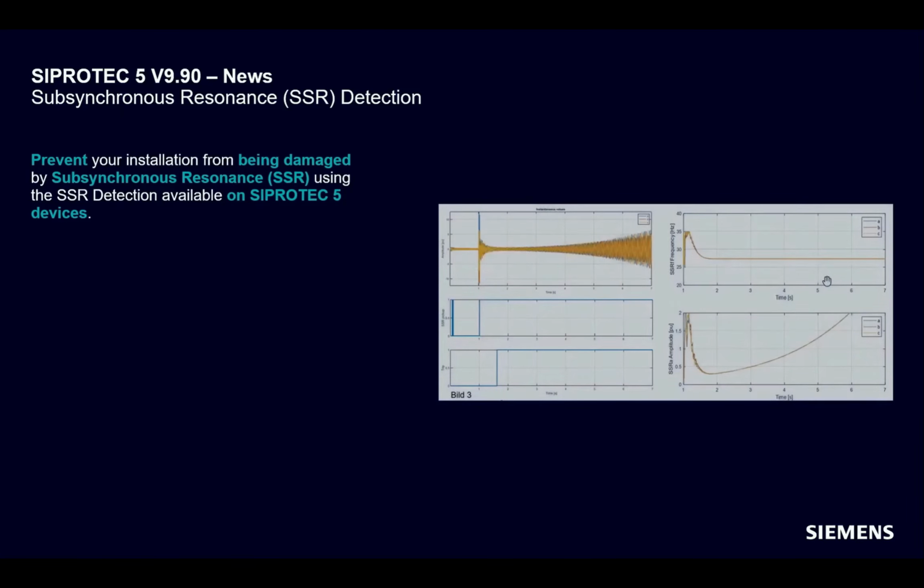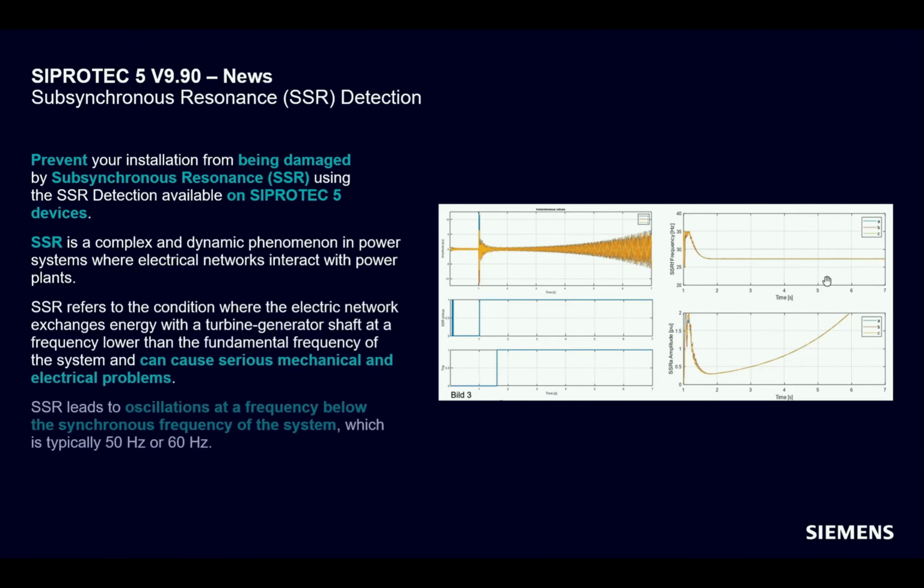Another highlight is the so-called subsynchronous resonance detection. So prevent your installation from being damaged by subsynchronous resonance using the so-called, let me shorten it, SSR detection, available now on SIPROTEC 5 devices. SSR is a complex and dynamic phenomenon in power systems where electrical networks interact with power plants. SSR refers to the condition where the electrical network exchanges energy with a turbine generator shaft at a frequency lower than the fundamental frequency of the system. This might cause serious mechanical and electrical problems.